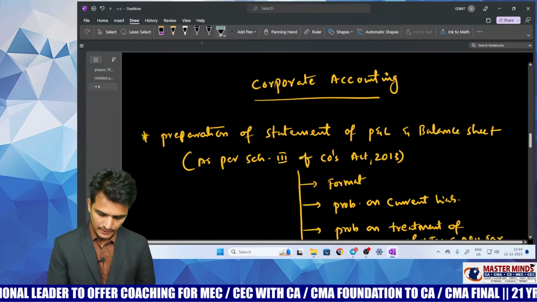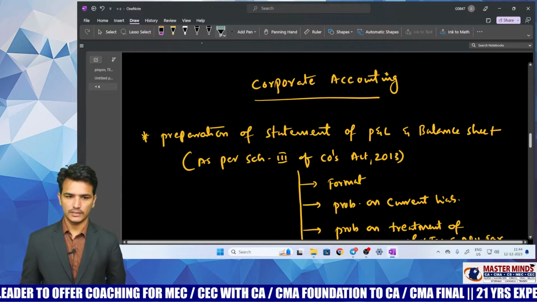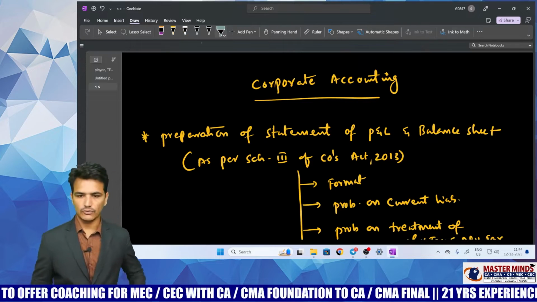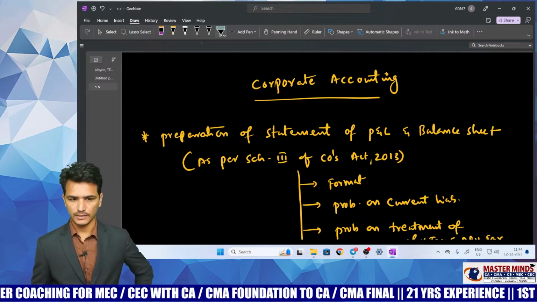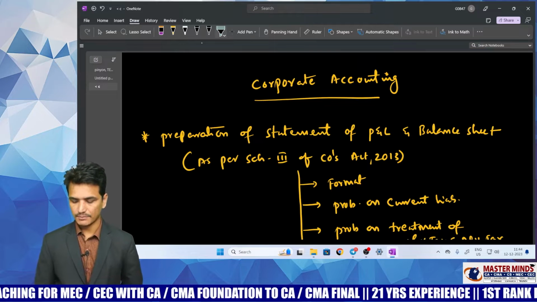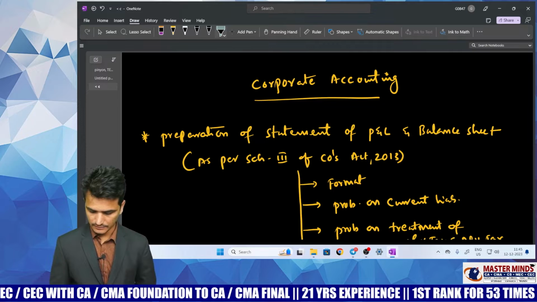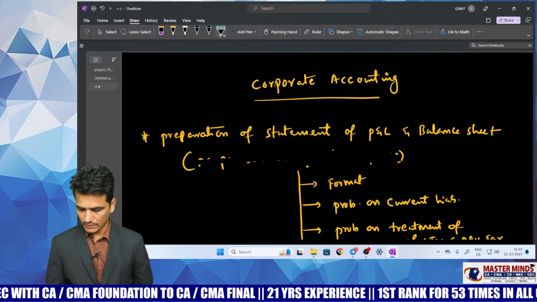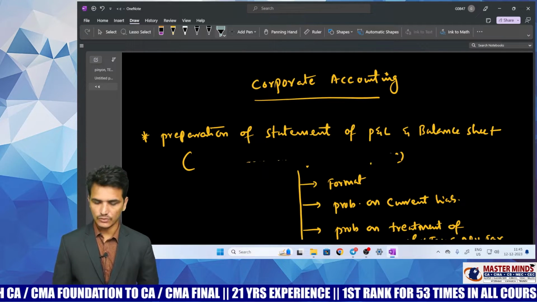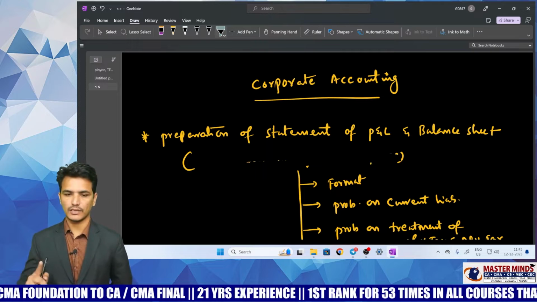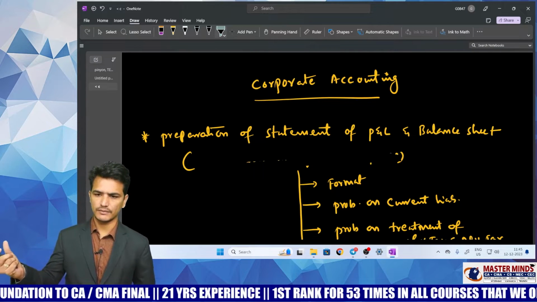We know that the weightage of corporate accounting is 50 marks, and first you have to start your preparation with the following chapter, that is preparation of statement of P&L and balance sheet as per Schedule 3 of the Companies Act. In Schedule 3 there are two divisions applicable, Division 1 and Division 2, and you can simply ignore the Division 2 format.